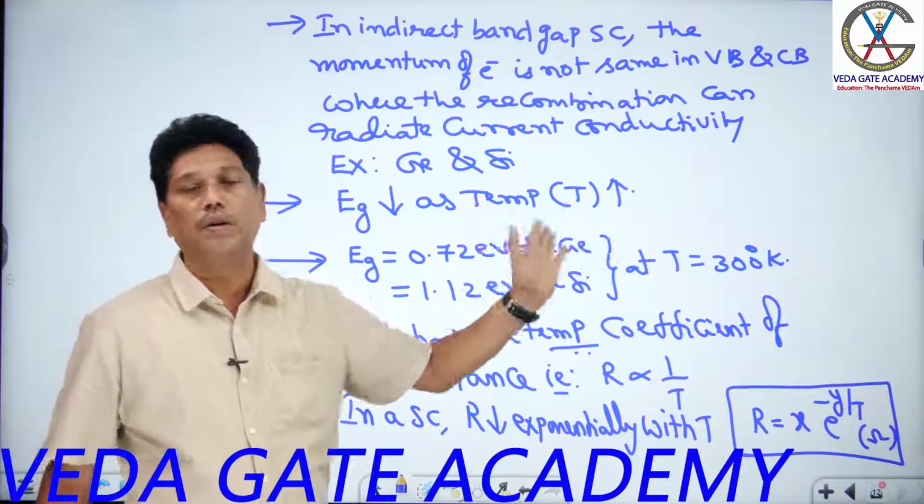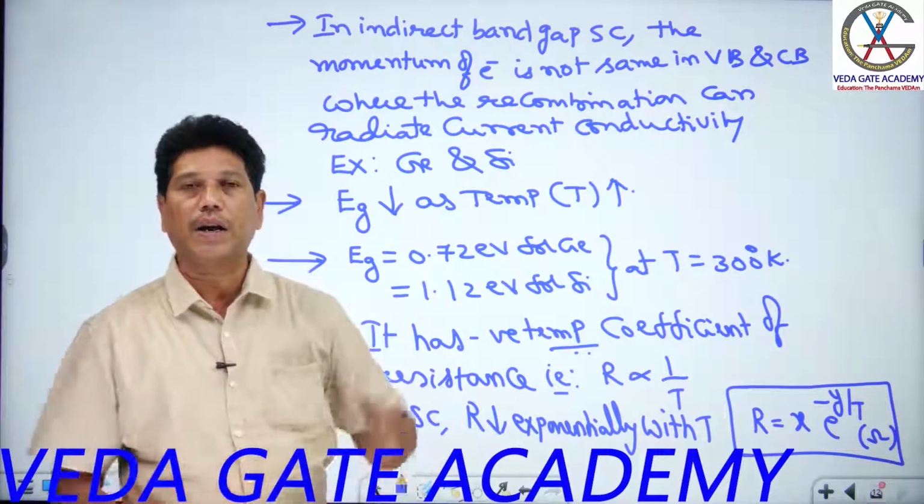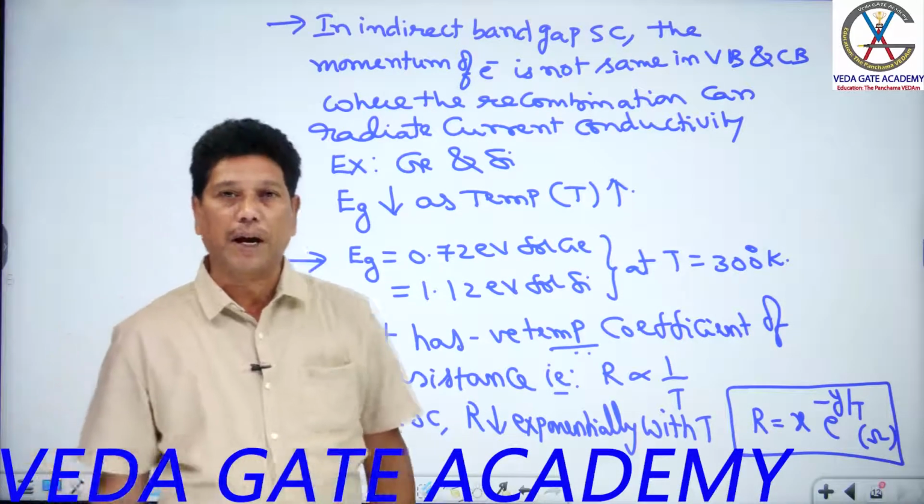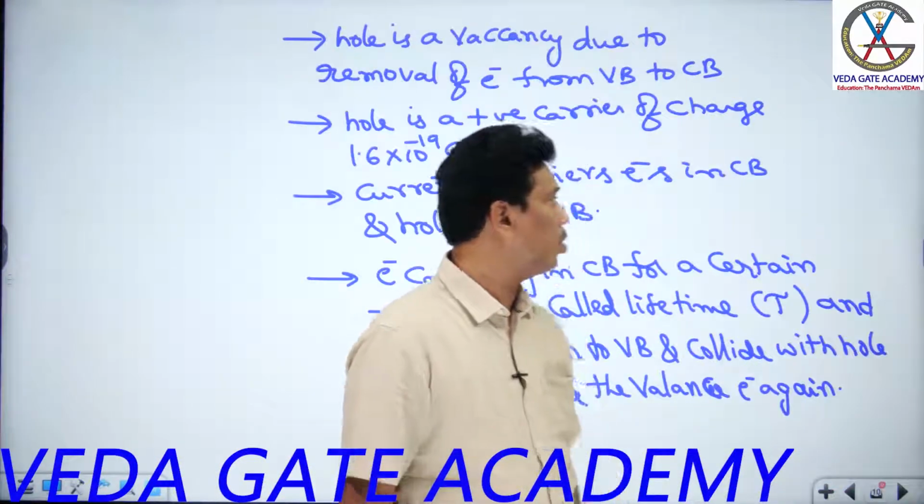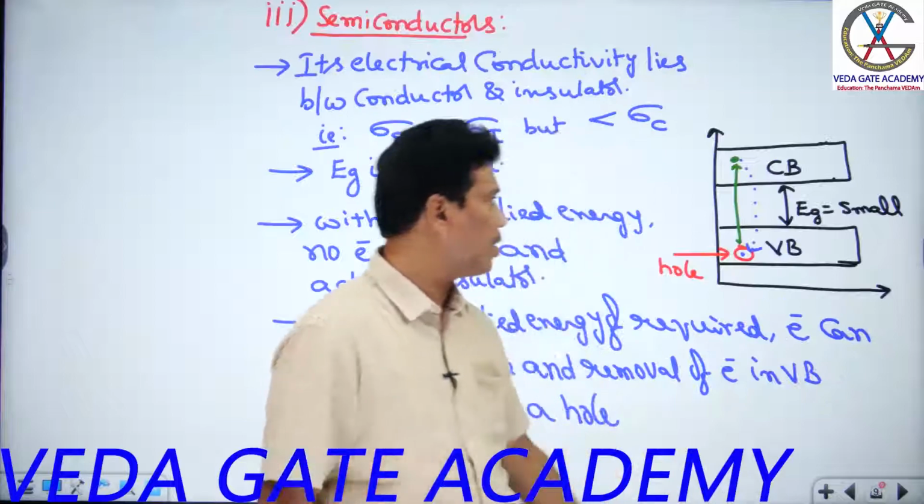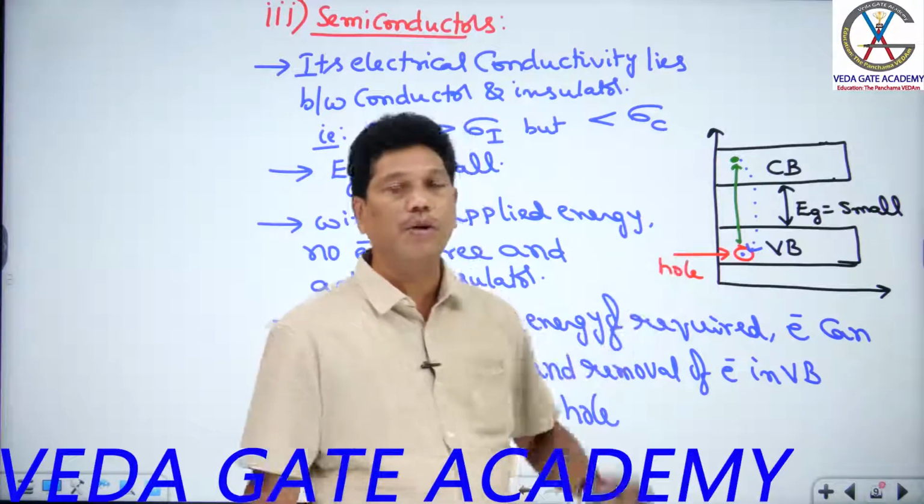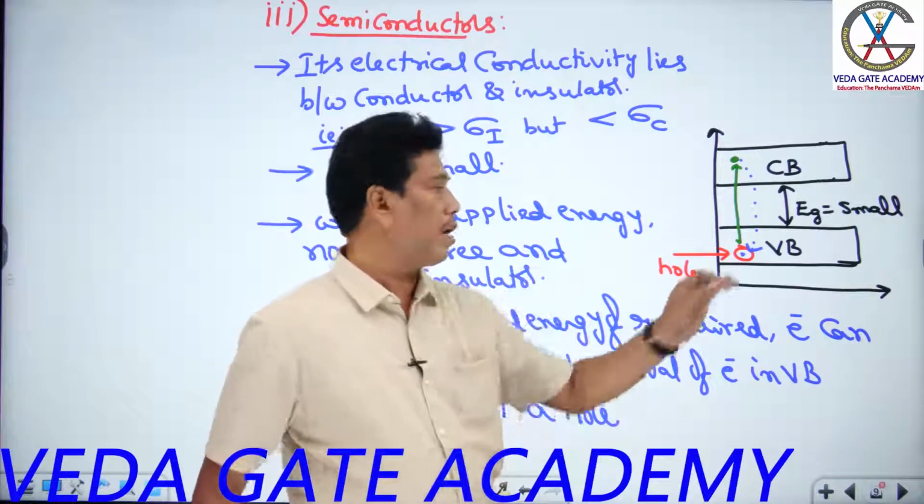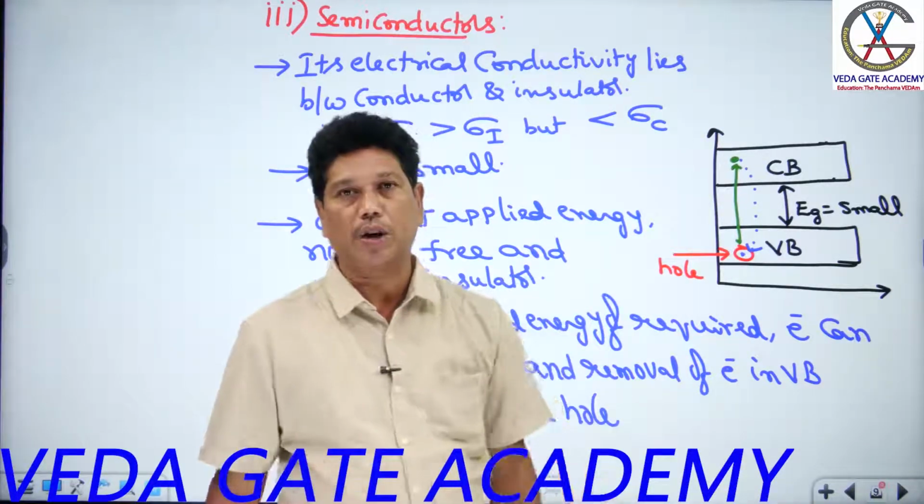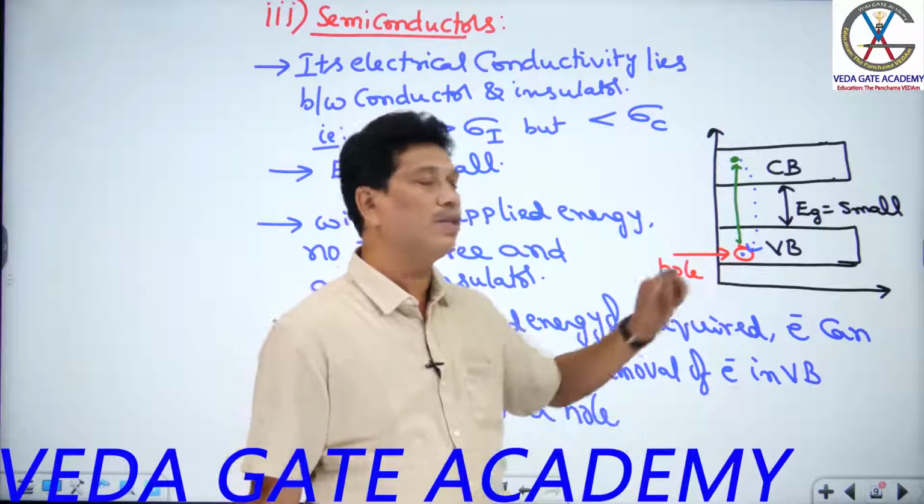Now I can go for the types of semiconductor, students. I just indicated the basic condition of semiconductor. So in a semiconductor, who are the current carriers? Both electrons and holes. Electrons are the carriers in the conduction band, holes are the carriers in the valence band. How to get a hole, students? A hole can be generated by the movement of an electron from the valence to the conduction band. Simply you say a hole is a vacancy.